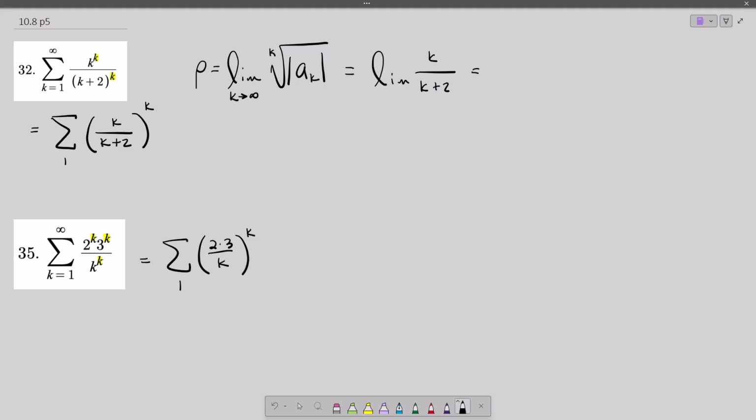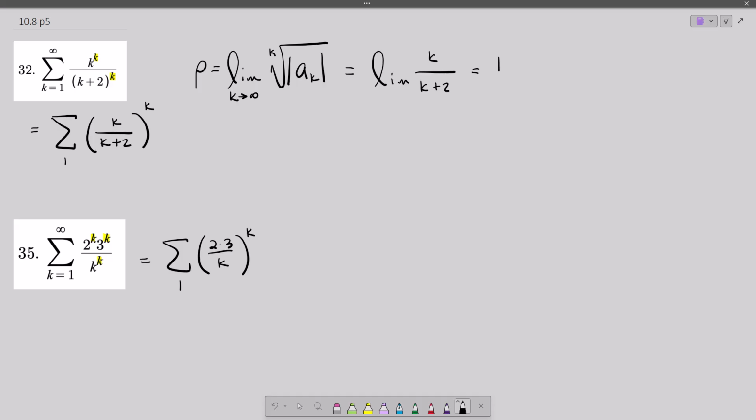And what is that limit? 1. But what does it mean when that test equals 1? It's not less than 1, it's not greater than 1, so the test is inconclusive. So that means we need to do something else.